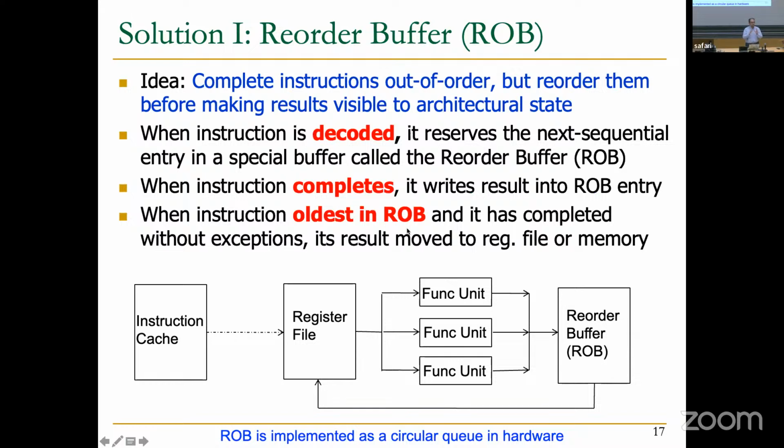So when we decode an instruction, we reserve an entry in the reorder buffer for every instruction. And when an instruction finishes execution, it writes the output in the reorder buffer. But just in the reorder buffer, it's not transferred to the main memory or the register file. When that instruction is the oldest one in the reorder buffer, and it's completed without any exception, then we can actually write back to the register file and remove that entry from the reorder buffer.